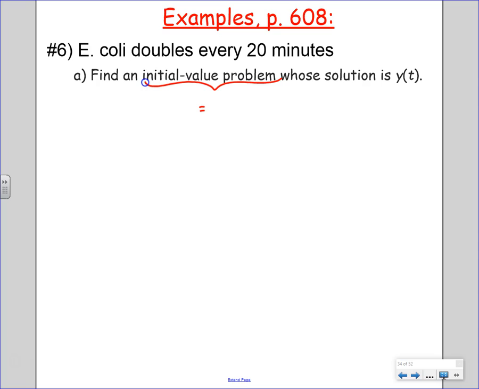We have to do y prime equals ky. Yeah, because the rate is directly proportional to the amount. The rate is directly proportional to the amount, with an initial value of something. We'll figure that out as we go along. Right now the math problem is kind of lacking, right? Kind of like, what's k? A number. What's my initial value?